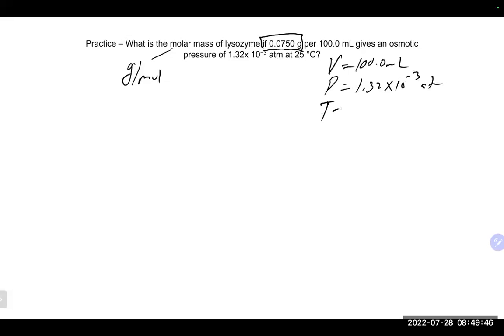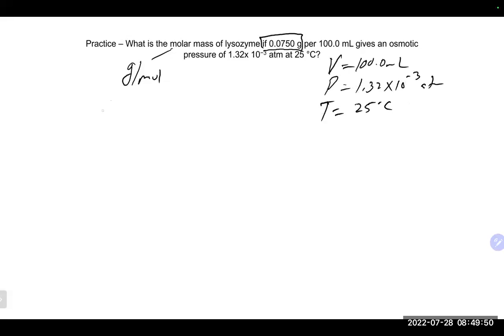So once again, we're looking for molar mass, like the previous example there. So we want grams per mole. Once again, we can see in the problem here, we do actually have the grams to go. So that's good to go. The rest again is going to be our sort of gas law information for our osmotic pressure. So we have a volume there that is 100 milliliters. We got our pressure, which is 1.32 times 10 to minus 3 atmospheres. We got our temperature, that is 25 degrees Celsius.